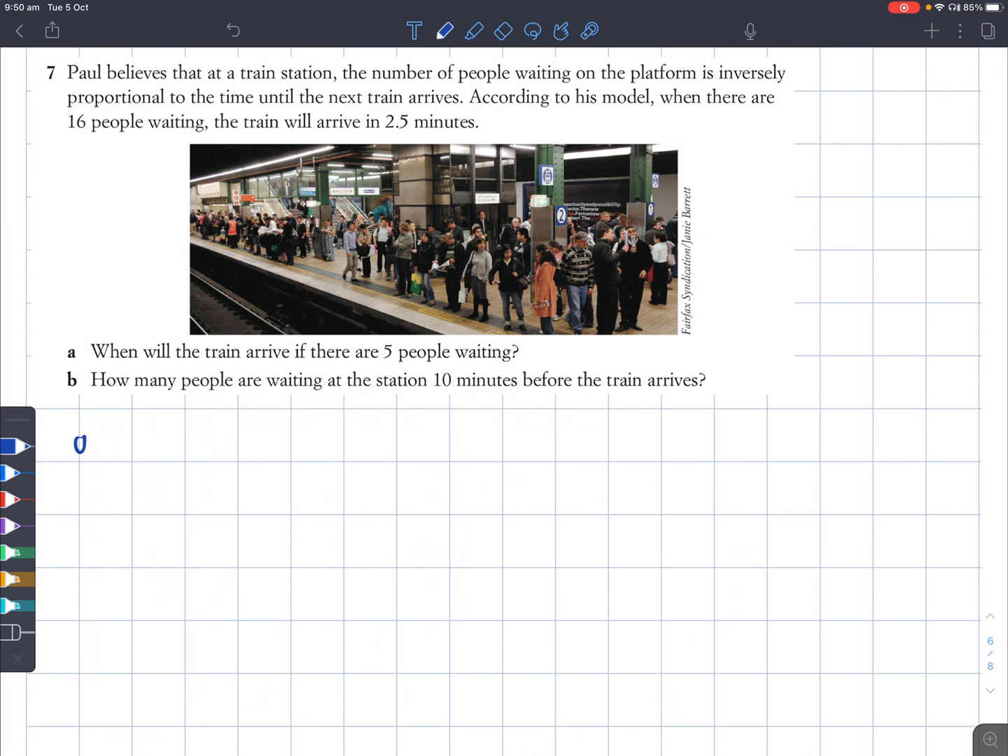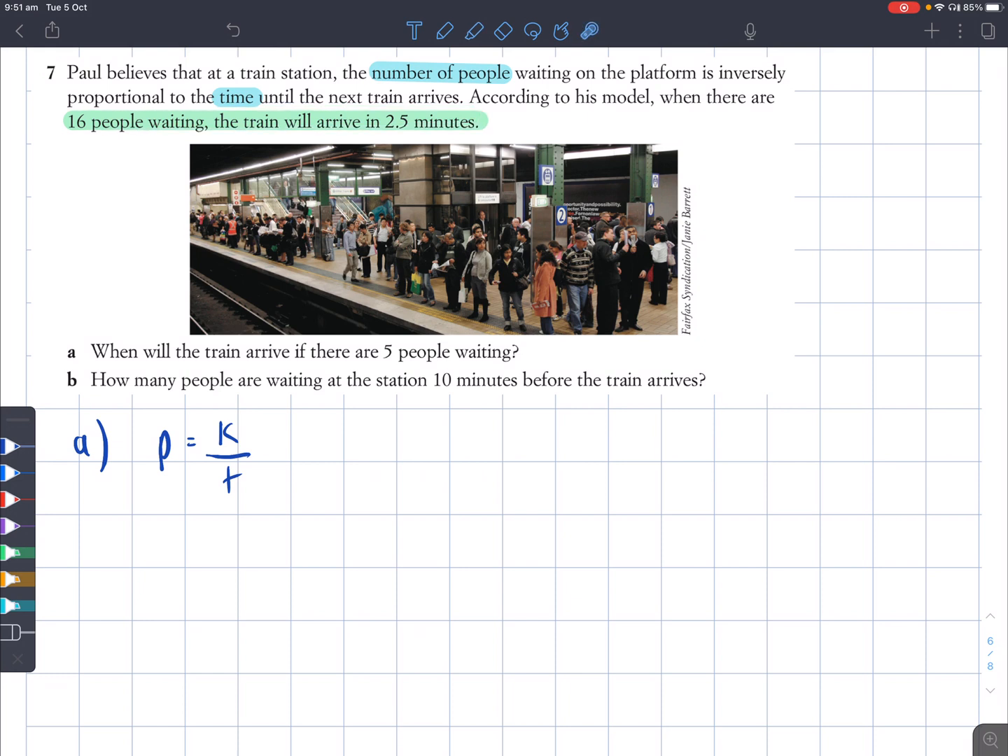Now, for part A, let's answer it. We've got to have an equation here. So to have the equation, we need two variables. The two variables that we have to look at are the number of people as well as the time. Okay, so these are the two quantities that are inversely proportional. So we'll say P for people, and that's equal to K over T, which is time. Now, to find out K, we have to substitute in anything we know about P and T, which is our number of people and time.